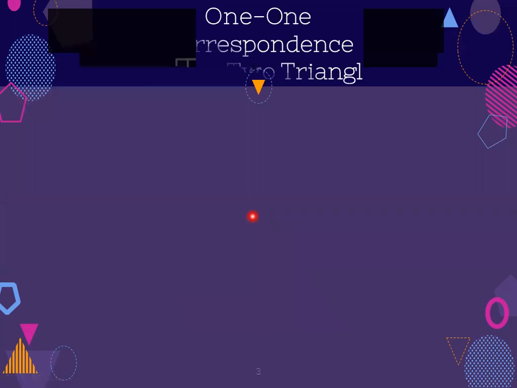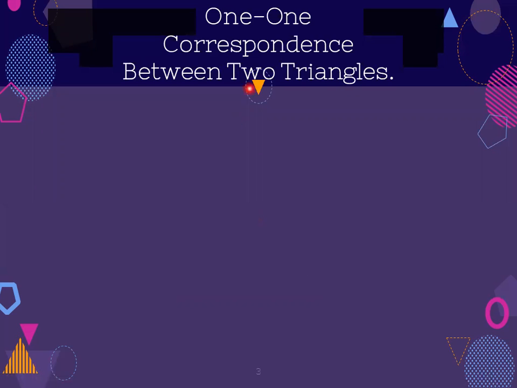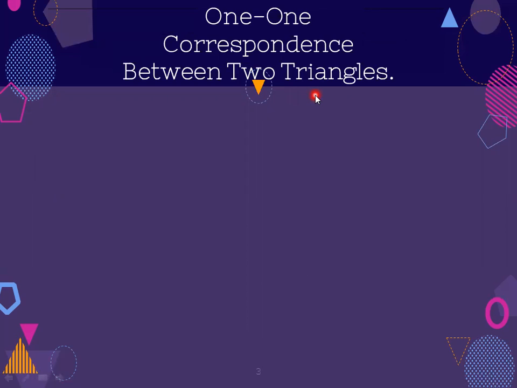After that, the new topic that I'm going to explain here is one-to-one correspondence between two triangles. Okay, one-to-one correspondence you have learned about in class 6 as well as in class 7. But obviously, one-to-one correspondence between two triangles is a new topic. So what does it mean by one-to-one correspondence between two triangles?